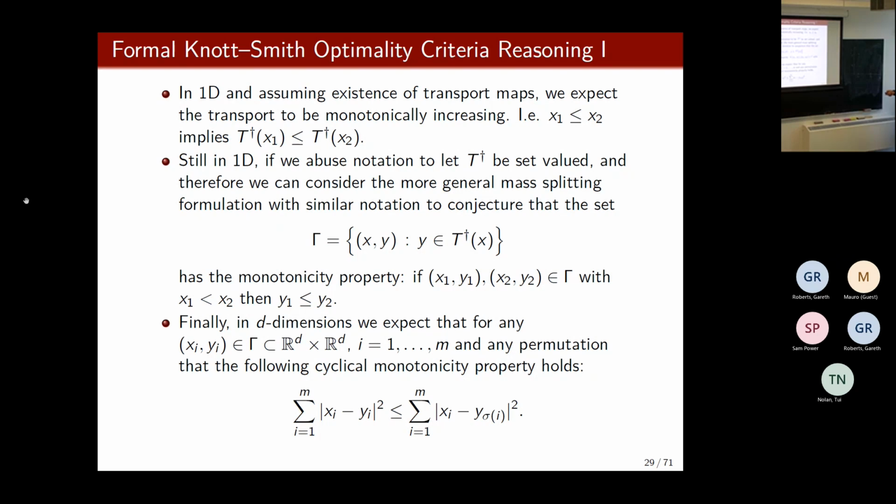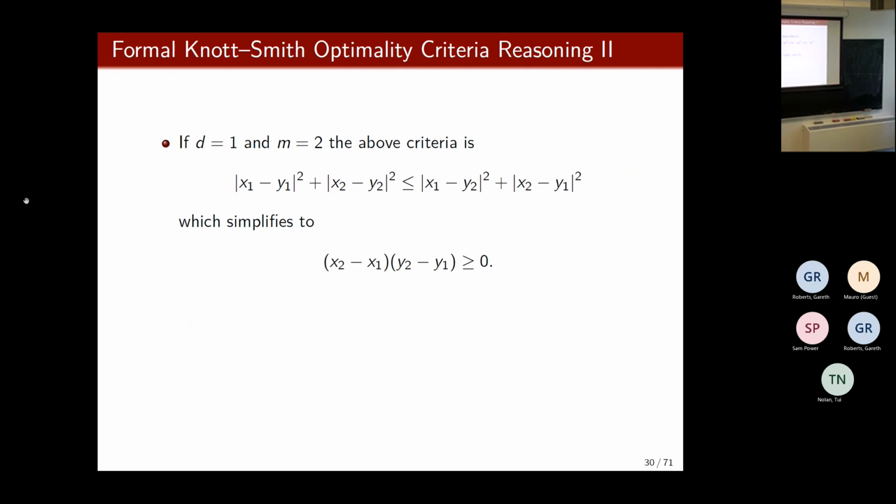Right, so in d dimensions, if I take a set of points xi and yi that are all in the support of my optimal transport map, then what I expect is that any permutation of these points is going to increase the cost. So mapping from xi to yi should give me a smaller cost than mapping from xi to any permutation of y. And if you know some convex analysis, this cyclical monotonicity property is exactly what you expect from the derivatives of convex functions.